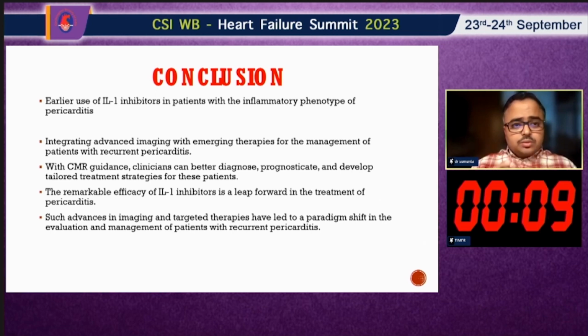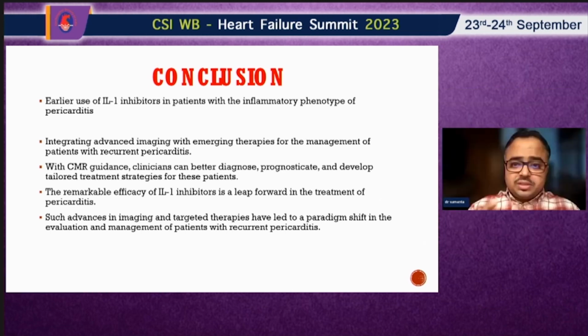So to conclude, earlier use of interleukin-1 inhibitors in patients with the inflammatory phenotype of pericarditis, integrating advanced imaging, especially CMR with LGE, are the emerging therapies for the management of constrictive pericarditis, especially before embarking on pericardiectomy, as this is a high mortality and morbidity surgery. We should use CMR and advanced imaging modalities to look at which patient substrates will benefit from anti-inflammatory therapies like interleukin-1 inhibitors and others.